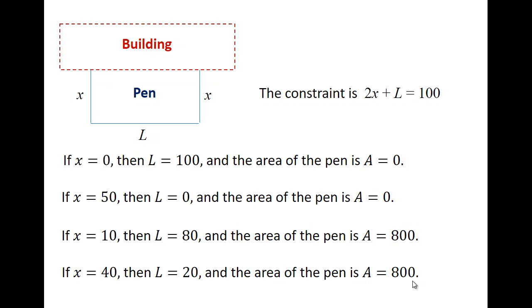So I hope you can see that we can pick x and L in many different ways. There are many choices for the length and the width of the pen satisfying the constraint, with many different areas. So we want to pick the width and the length in such a way that we have the maximum possible area enclosed in the pen.